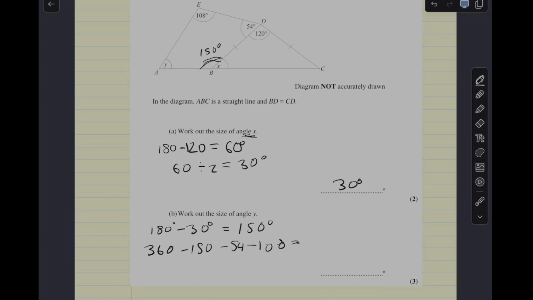I'm not sure if this would come up in a calculator paper or a non-calculator paper, but either way, you should be able to do this in your head or manually without using a calculator. But for time's sake, I'm going to use a calculator. So minus 54 minus 108, and the value we get is 48 degrees. So I'm just going to put 48 right here, and with this we got all 5 marks.